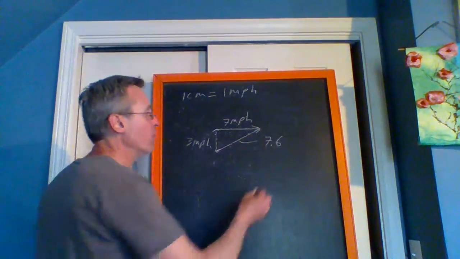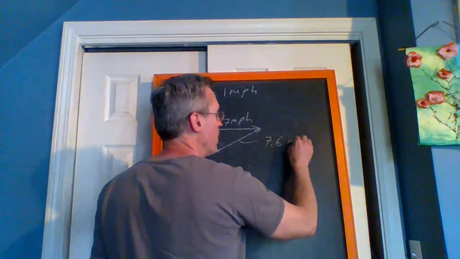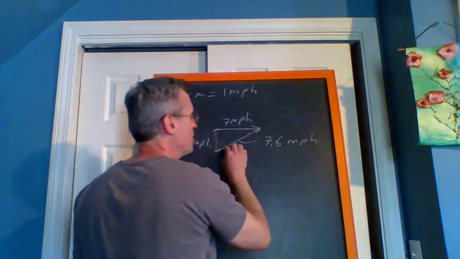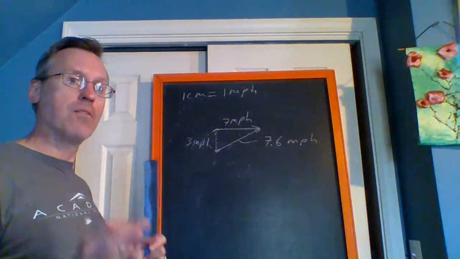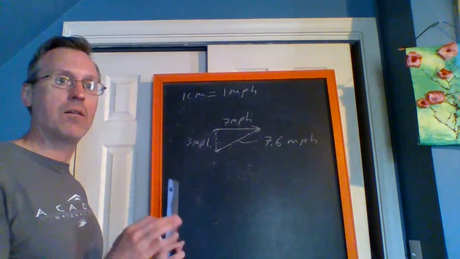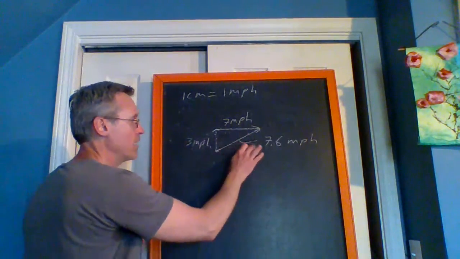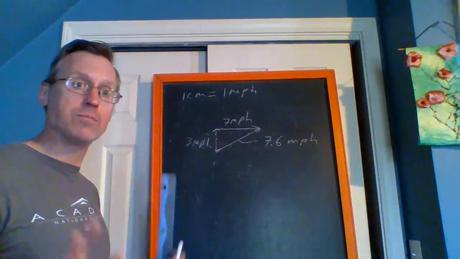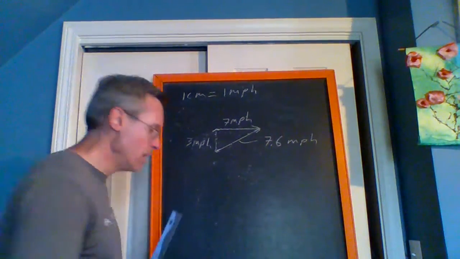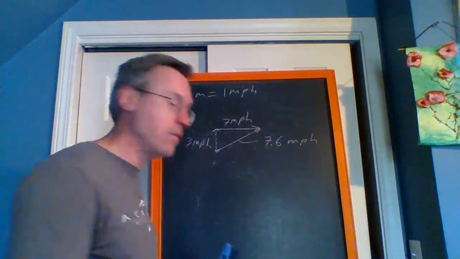All right. So 7.6 miles per hour in that direction, that would be the true velocity of the boat. It would be going in that direction at a real, actual speed of 7.6 miles per hour. Tracking with me on that? And if you're not, see me during the office hours.